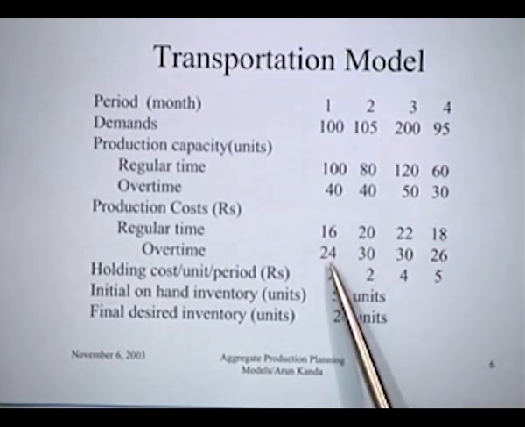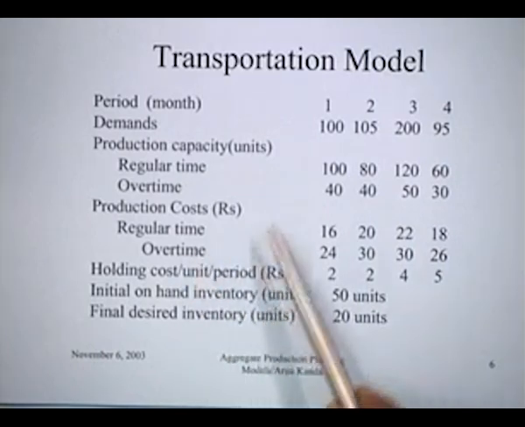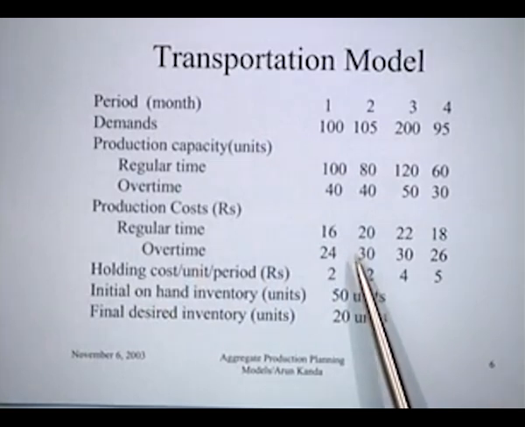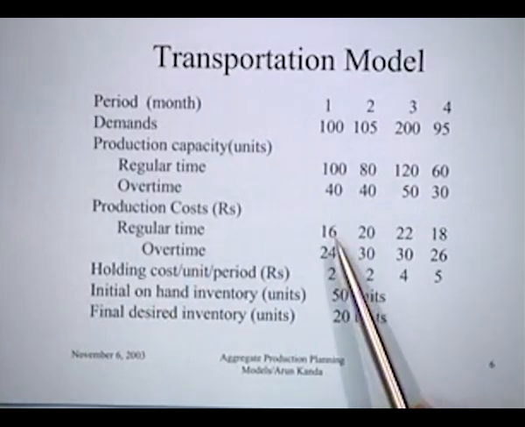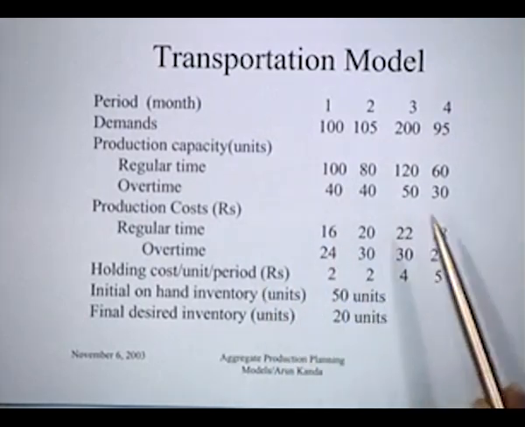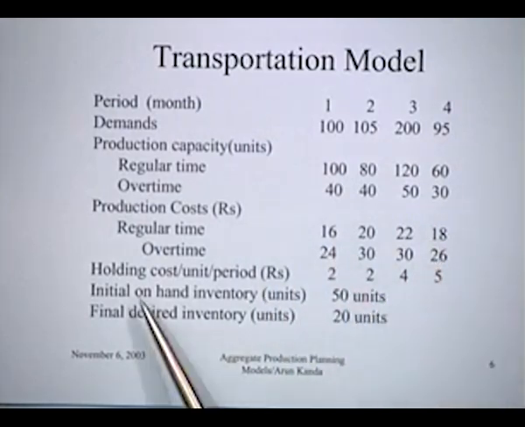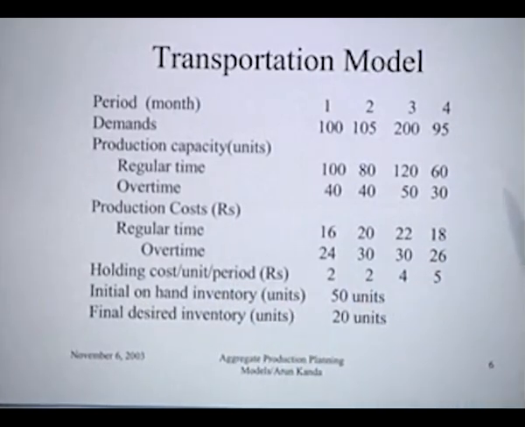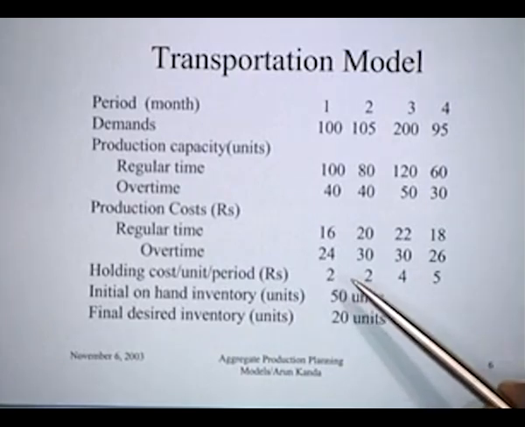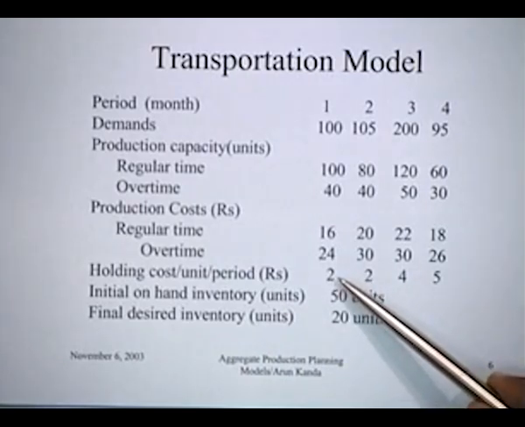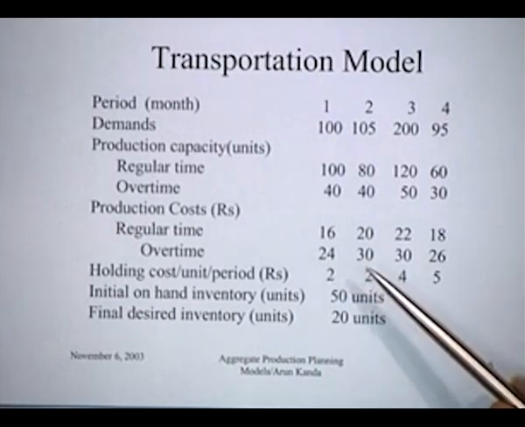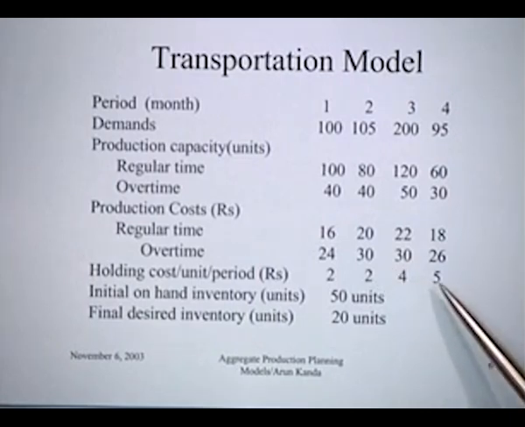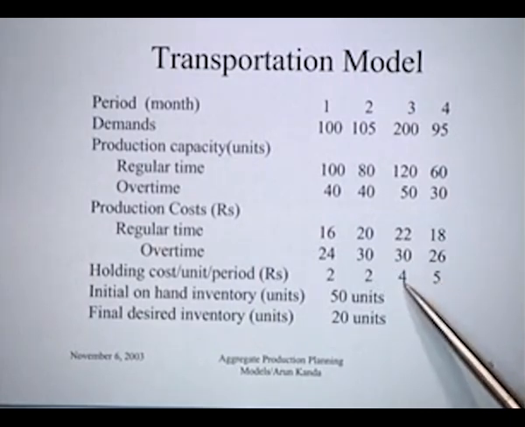So when it is higher, what it means is that the total cost is actually a piecewise linear convex function, because you have a cost slope of 16 followed by 24, right? That's the typical behavior that you have here. Holding cost per unit per period is 2, 2, 4, 5. What this means essentially is that it costs you 2 rupees to hold an item in inventory in the first period. Similarly, it costs you 2 rupees to hold an item in the second period, and in the third and the fourth period respectively, the costs are 4 and 5.